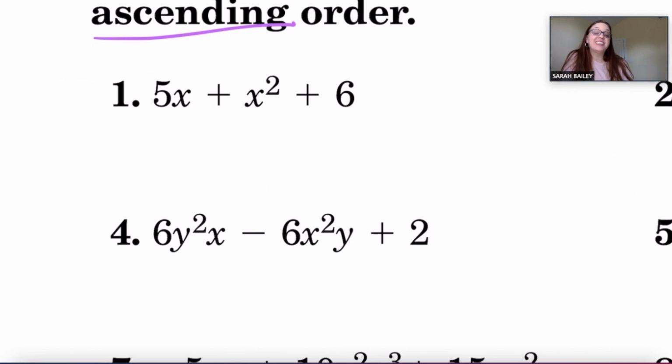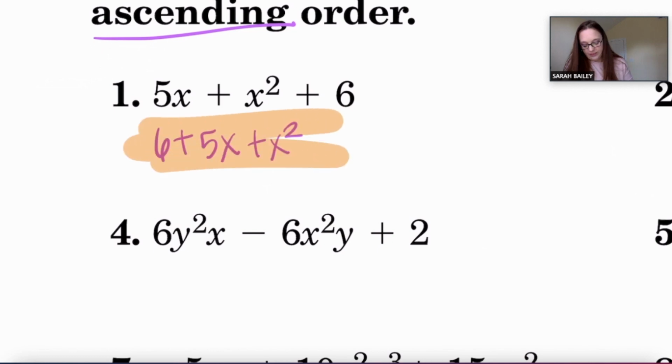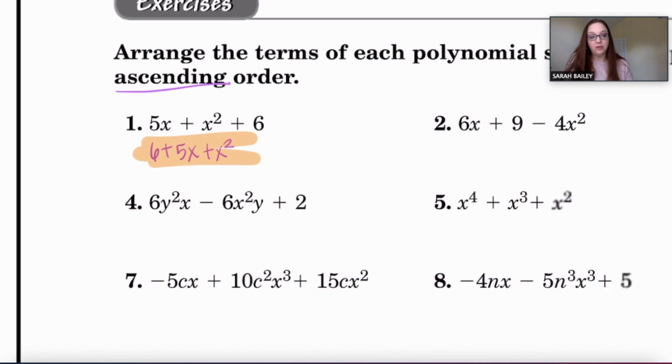Now, the 6 doesn't have an x term. Or you could say it has x to the 0 power, right? So I'm going to write the 6. And then the next term is the 5x, which is positive, so I'm going to write plus 5x. And then I'm going to end with the x squared. So this is ascending order: 6 plus 5x plus x squared. That's it. Let's try another one.